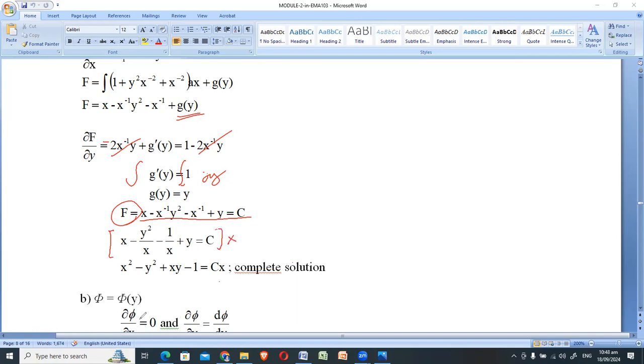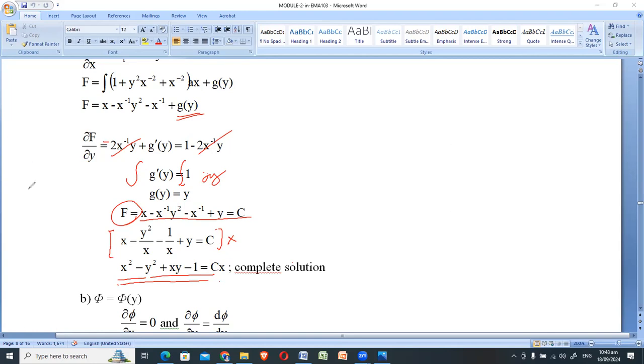equation by x. So you'll have x squared minus y squared. This one is plus xy and that one is multiplied to x, so that would be negative 1. The right side would be cx. Now, this is the solution of your inexact DE made exact using one of the two formulas of finding the integrating factor, and that's your function of x.